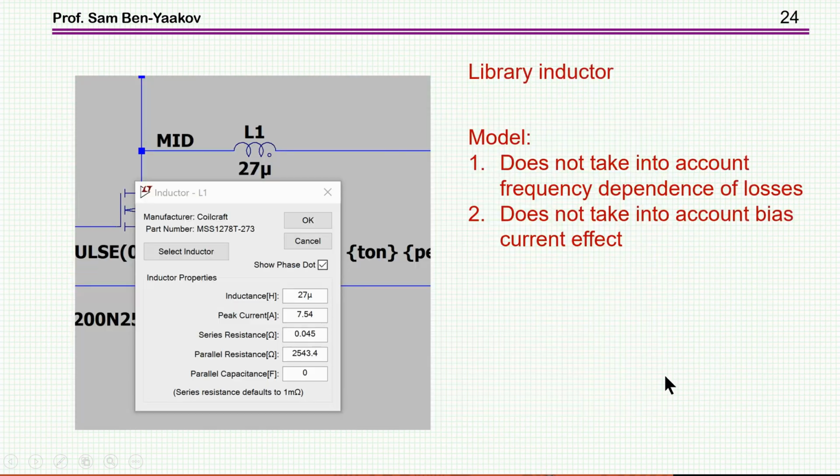So the conclusion is that the model that we have here does not take into account the frequency dependence of losses at all. This is a very, very approximate model, and it does not take into account the bias current effect. That is, that the inductor is nonlinear. So this is really very limited.